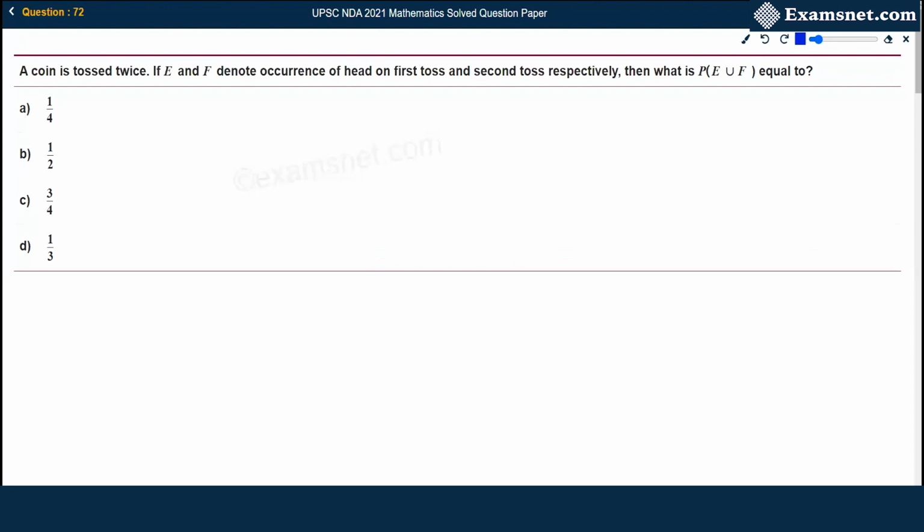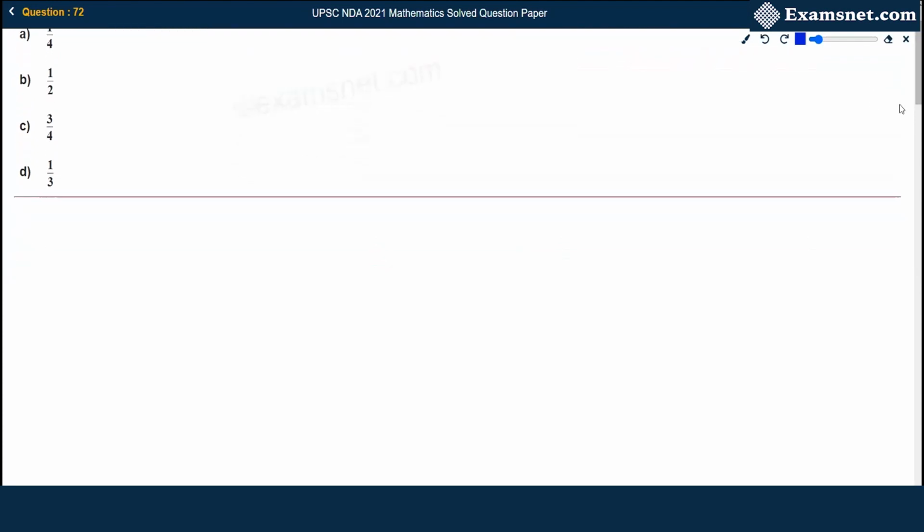In question number 72, it's given a coin is tossed twice. If E and F denote occurrence of head on first toss and second toss respectively, then what is the value for the probability of E union F equal to? There are 4 options given. First of all, if the events are independent, let's name them A and B.